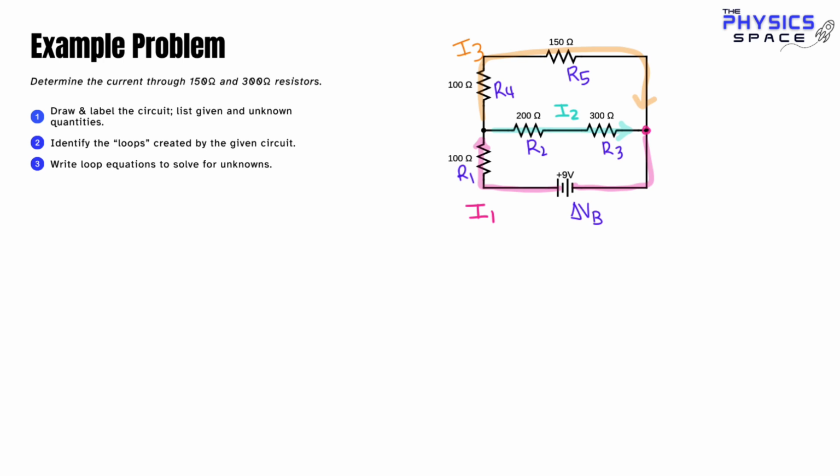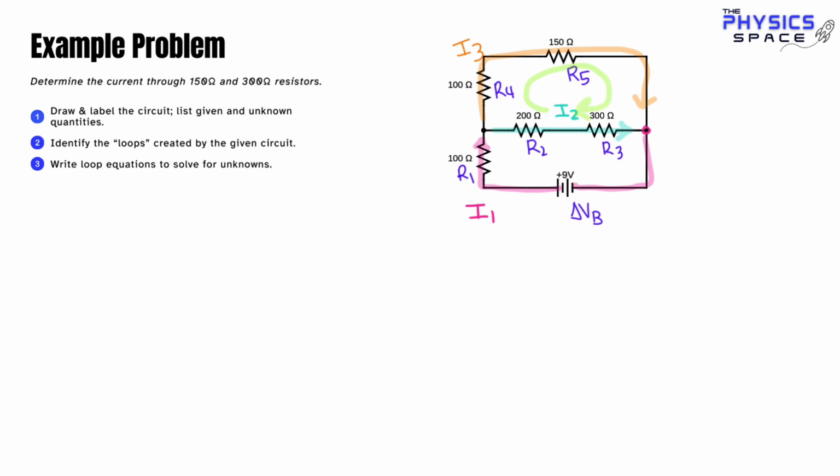In addition to that, if we think about the loops that we have, there are 3 different possible loops that we can make. We don't need all of them, but we have some options here. We have a loop that goes around the outside of the whole circuit. We also have a loop that goes around this bottom part here. A third option for a loop would go around this top section.